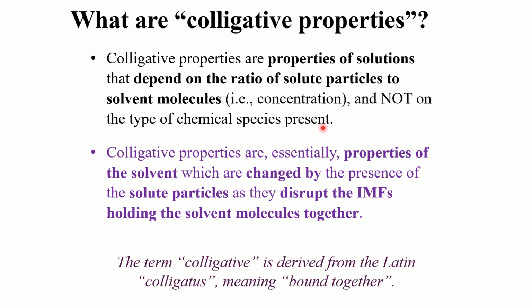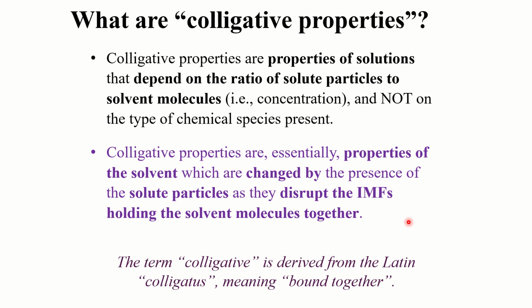Colligative properties are essentially the properties of the solvent which are changed by the presence of the solute particles, because the presence of these solute particles will disrupt the intermolecular forces that are holding these solvent molecules together. I do want to note that the term colligative here is derived from the Latin term colligatus, which means bound together. So colligative properties are properties, again, of the solvent, and these solvent properties are changed because they are being disrupted by the presence of those solute particles.